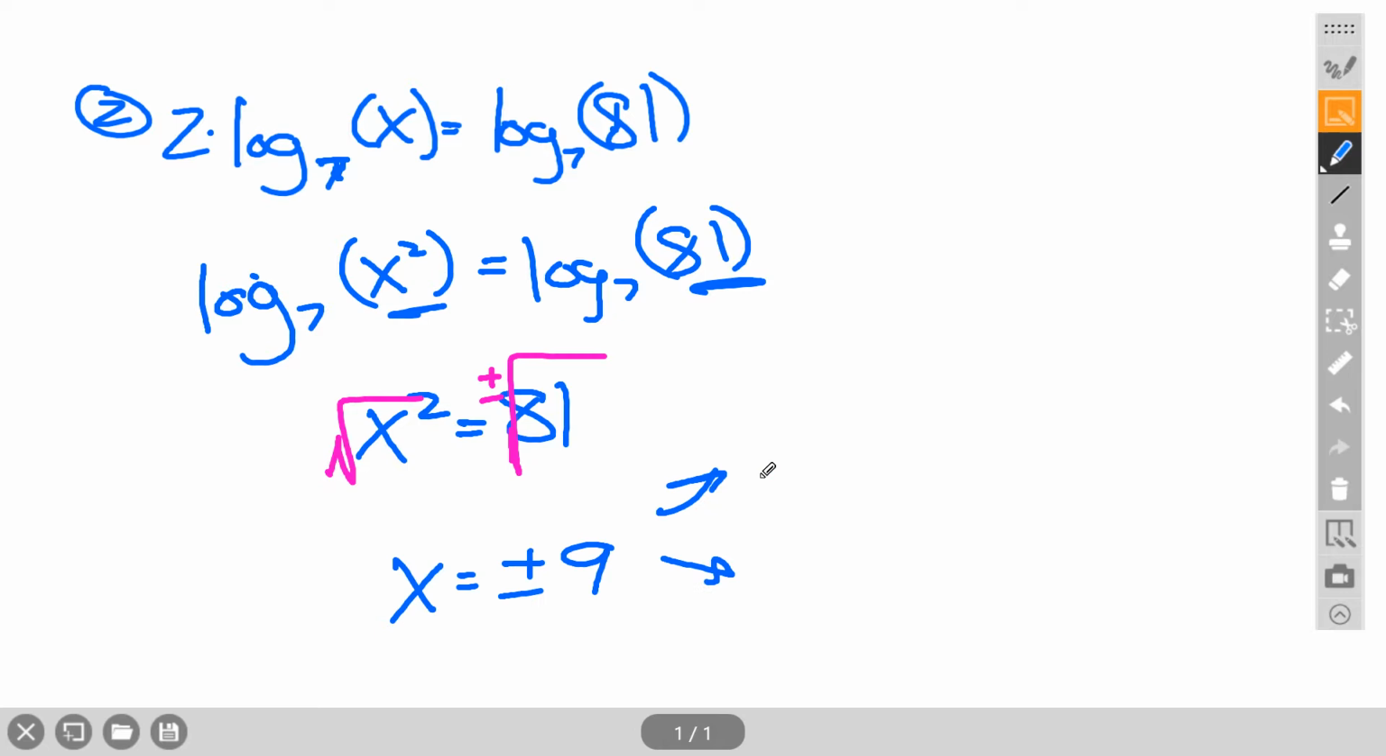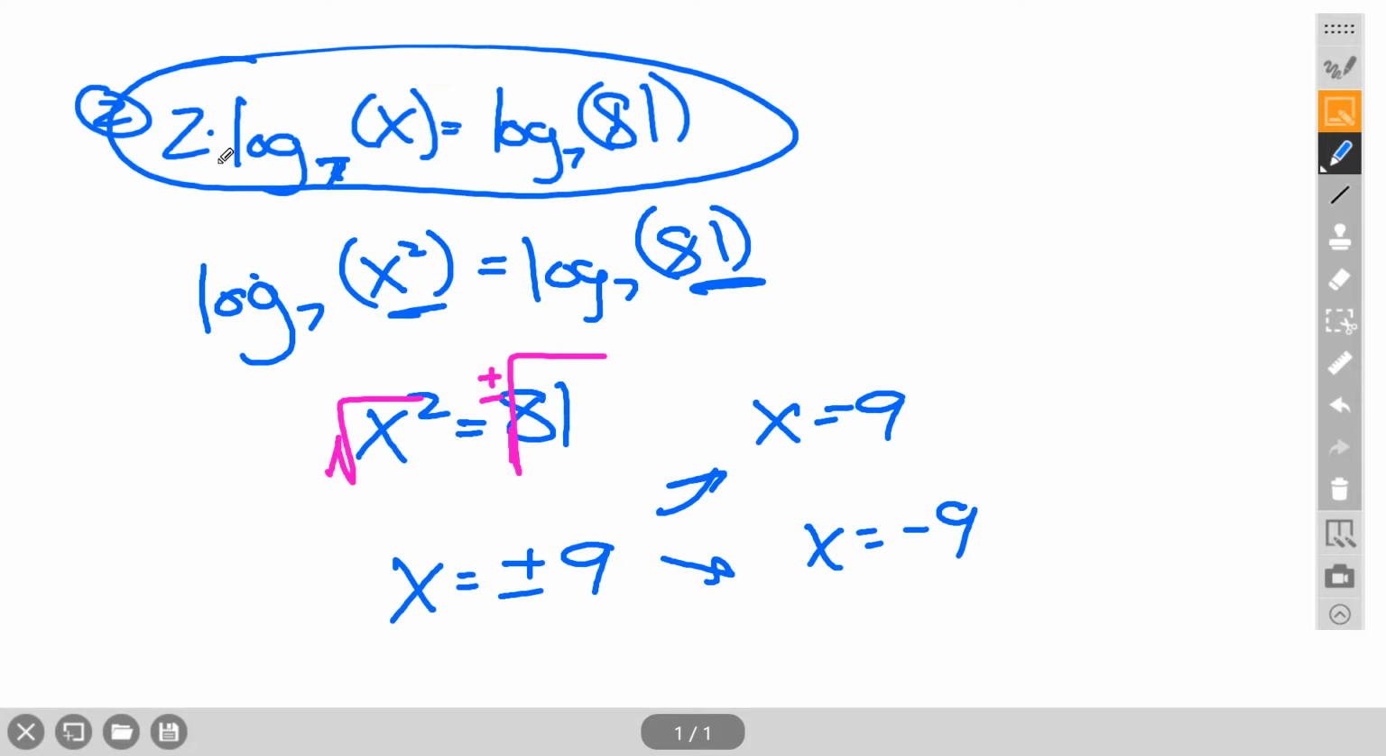So that's two possible solutions, 9 and negative 9. Now one of these is not going to work because it's going to give a negative inside the logarithm. And the one that gives a negative in the logarithm is this one. If I plug that in here, that becomes negative 9, and you can't do that. So this will be our solution, positive 9. That one will work.